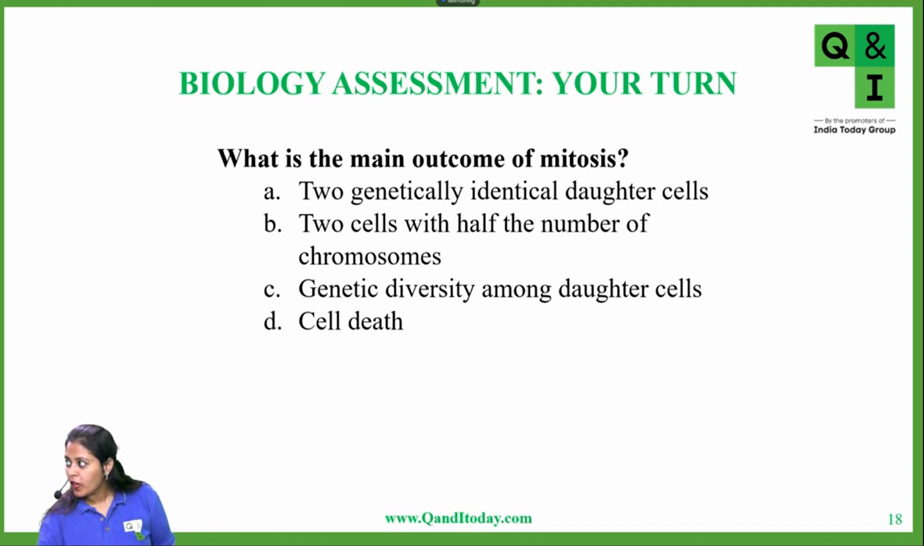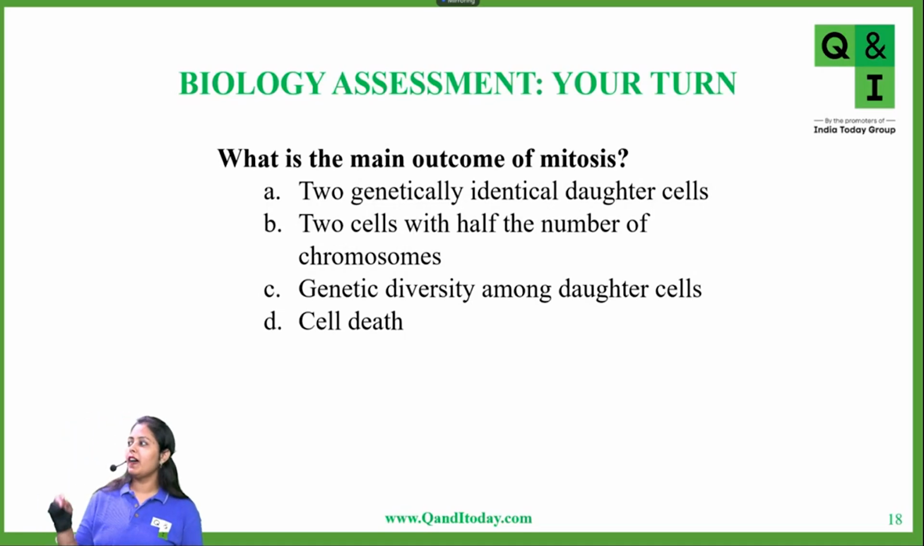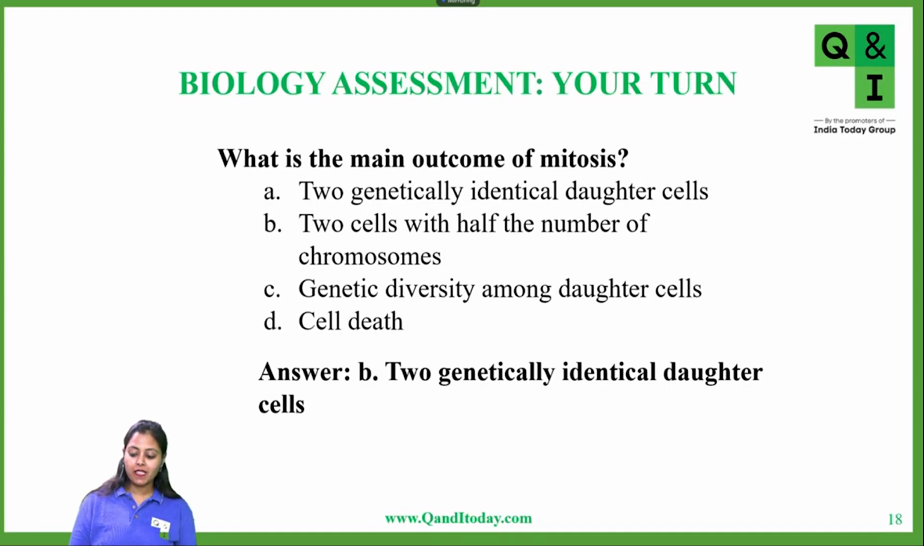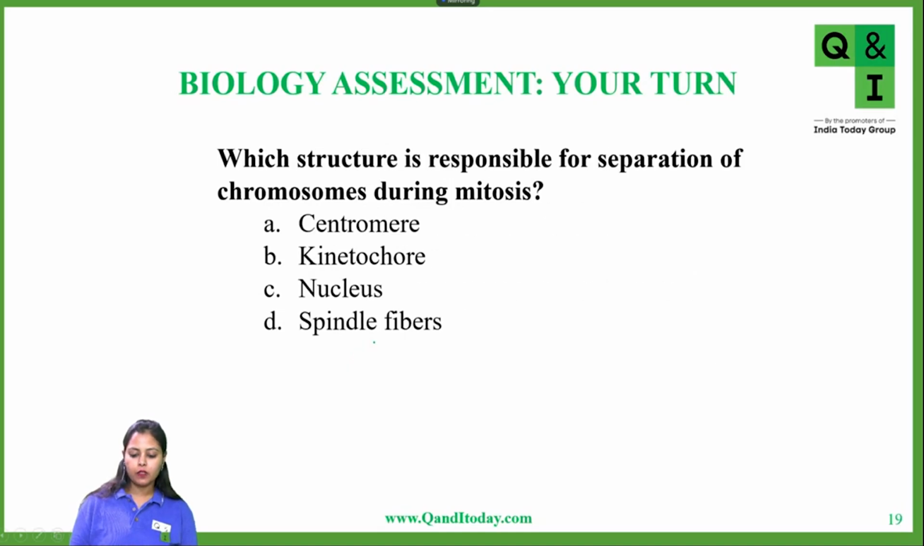Very good, everyone. Laksh has gone on an answering spree right now. So the correct answer is option number A. This is option number A, not option number B. Two genetically identical daughter cells. Good. Next question.